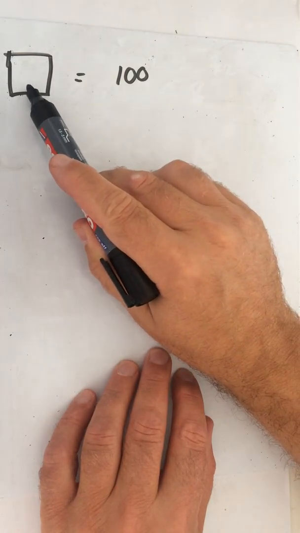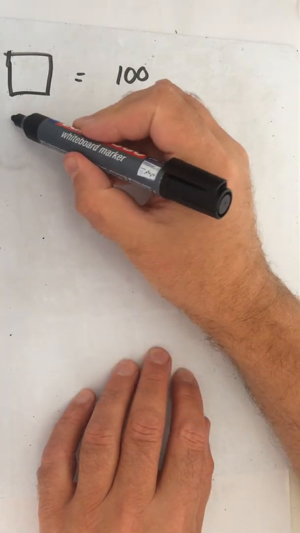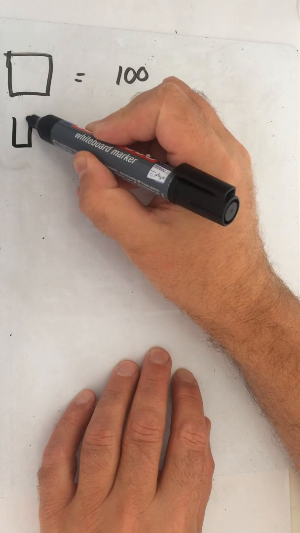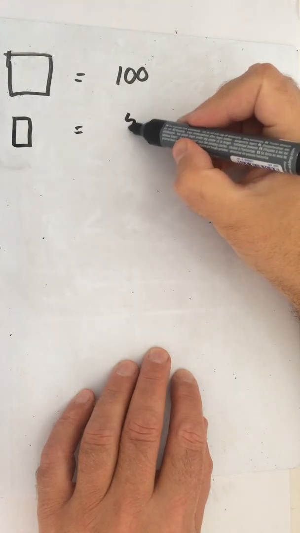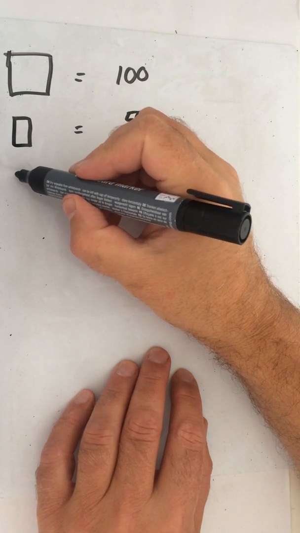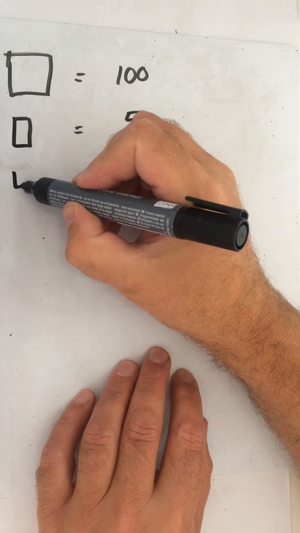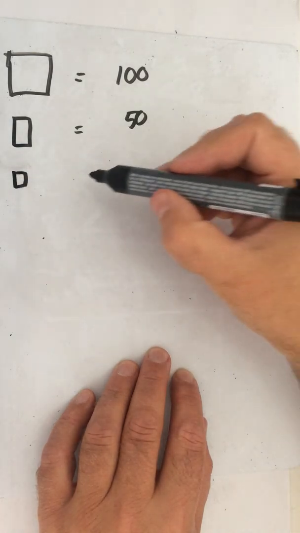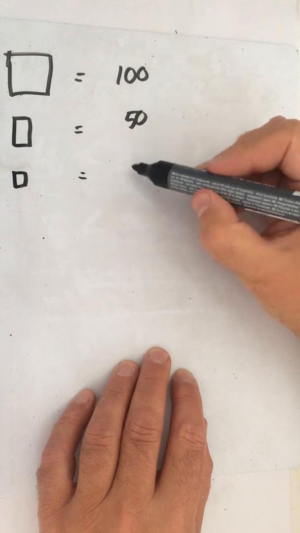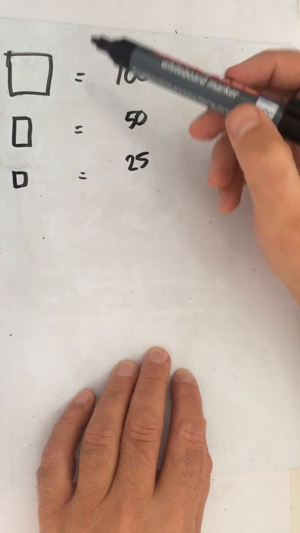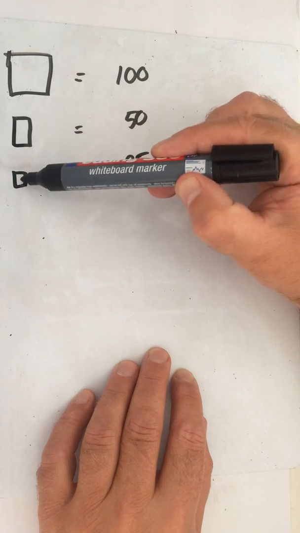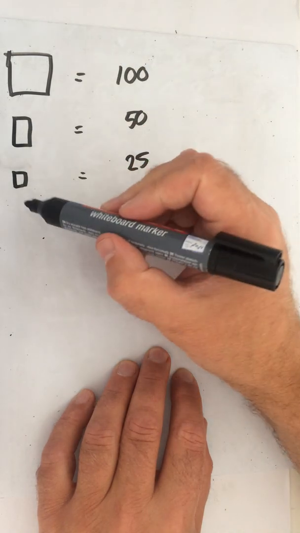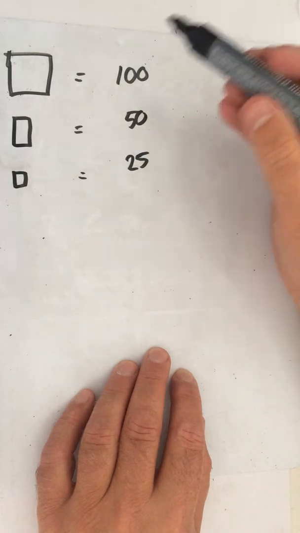So say for example a whole square is worth 100. What would half a square be worth? I can hear people shouting it out. Yes, it would be worth 50. What would a quarter of a square be worth? Yep, 25. So you can see here with pictograms you can have the whole thing, half of it, a quarter of it, you could even have an eighth of it, then it would be worth 12.5, etc.